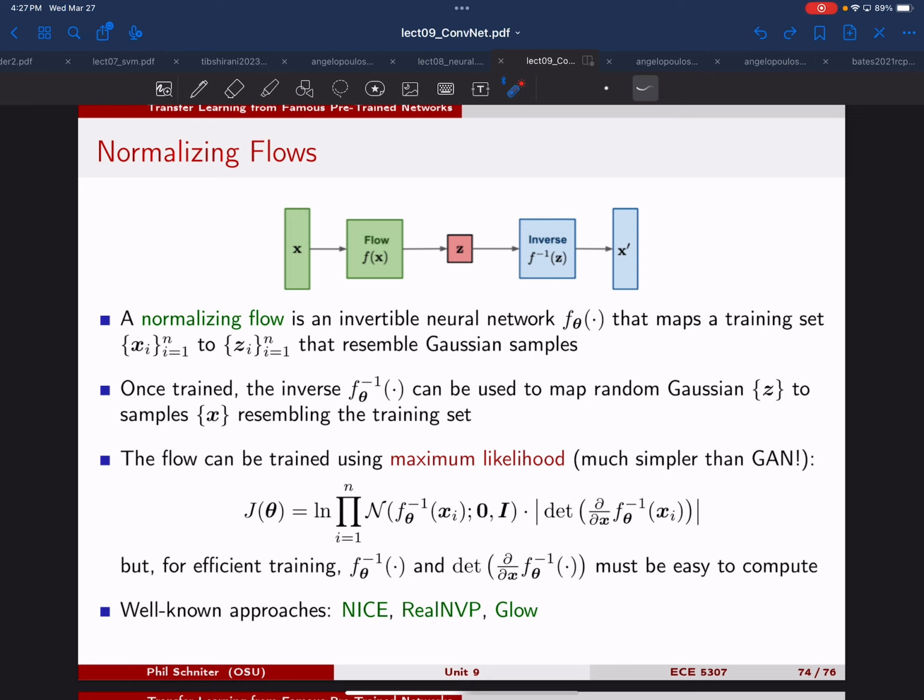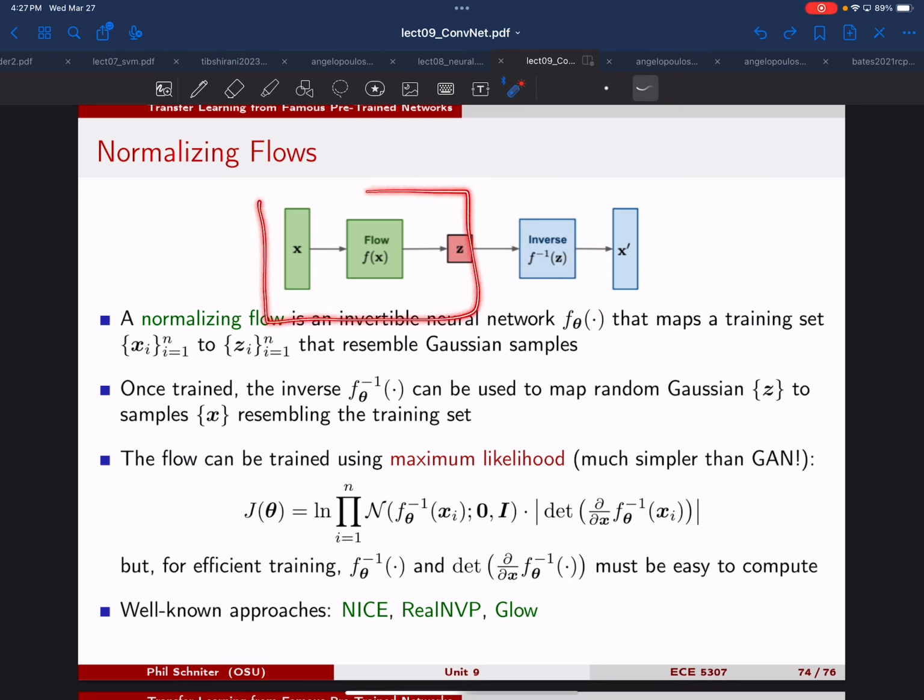So normalizing flow, this part of it looks like the GAN sort of generator architecture we just described. So you're taking in noise, you're putting that through a network to get, let's say, faces.